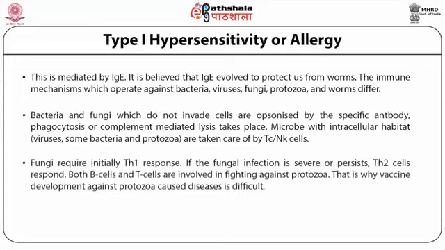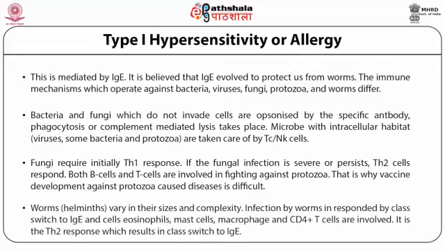Fungi require initially a Th1 response. If the fungal infection is severe or persists, Th2 cells respond. Both B cells and T cells are involved in fighting against protozoa. That is why vaccine development against protozoa-caused diseases is difficult.